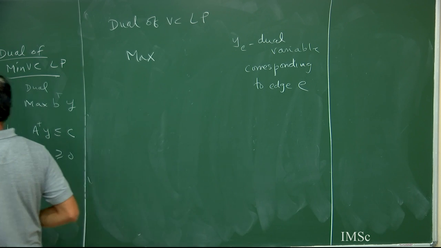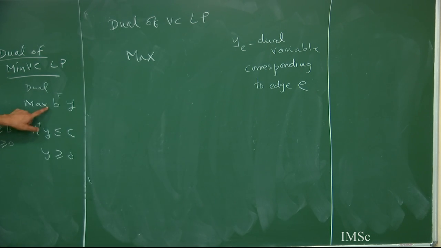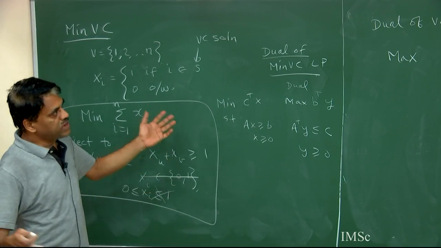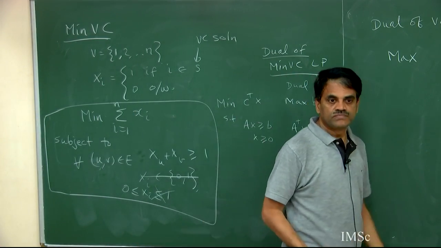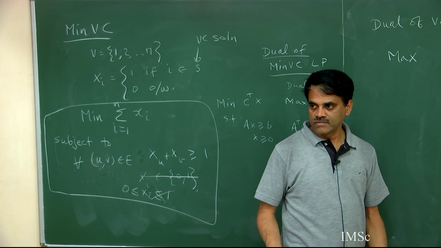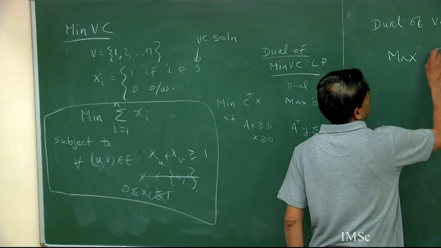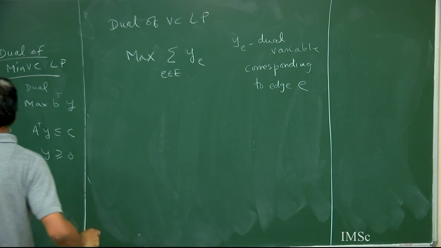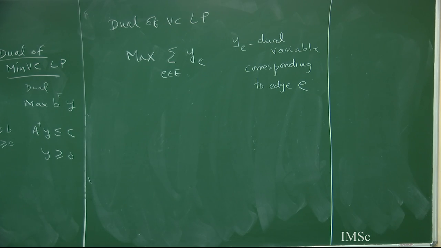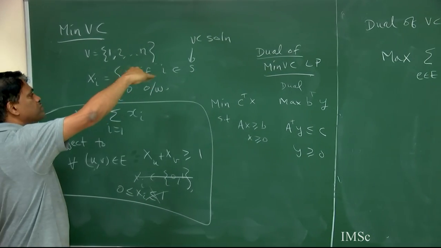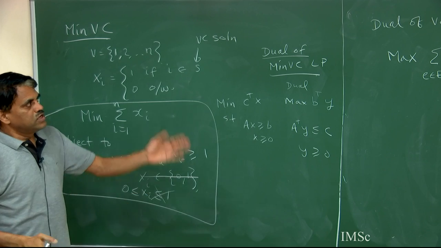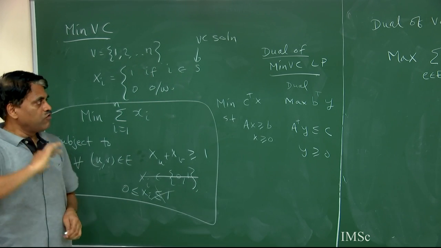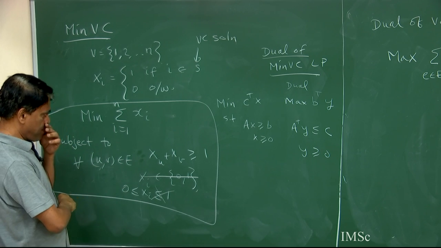So maximize. The coefficients of the objective function are the right hand side, and thankfully the right hand side is all 1. So what is it I want to maximize? Yeah, sum of the y's, right? There is a constraint for every edge that corresponds to a variable, so that becomes my objective function. The coefficients are all 1, so maximize summation y_e is the objective function for the dual of the vertex cover.